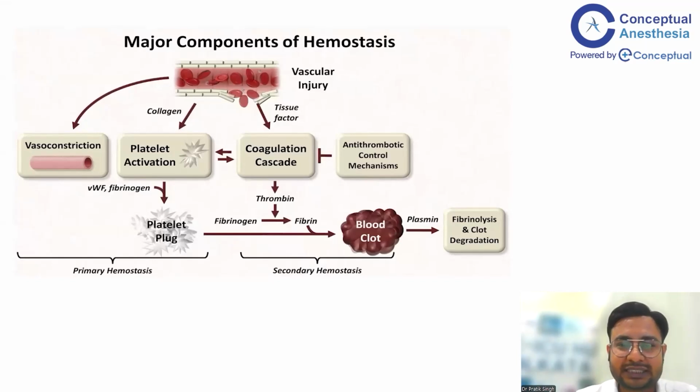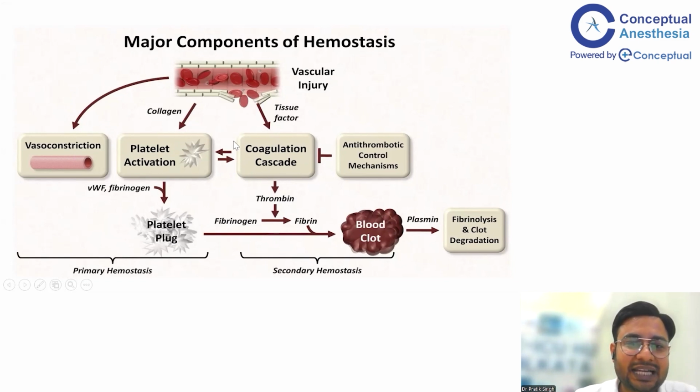So just look at this image in which we can see the major components of hemostasis. It starts with a vascular injury that leads to vasoconstriction. Then the collagen leads to platelet activation, which then brings von Willebrand factor and fibrinogen, and they start making a platelet plug. Simultaneously, because of the tissue factor, the coagulation cascade is also activated.